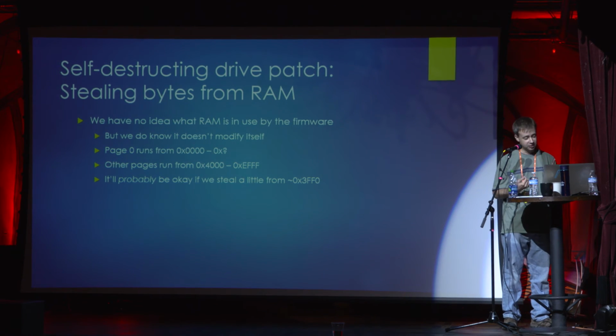So, stealing bytes from RAM. We have no idea what RAM areas the firmware is coded to use, but we do know that it doesn't modify itself, particularly page 0, since that never changes. It's at address 0. It needs to be there in order to do all this page swapping madness. So it's the area from 4000 onward that the page swapping code uses to swap in different pages of code. So it's probably okay to steal a few bytes from the end of page 0. So right around 3FF0, right before 4000, it's probably okay to steal those.